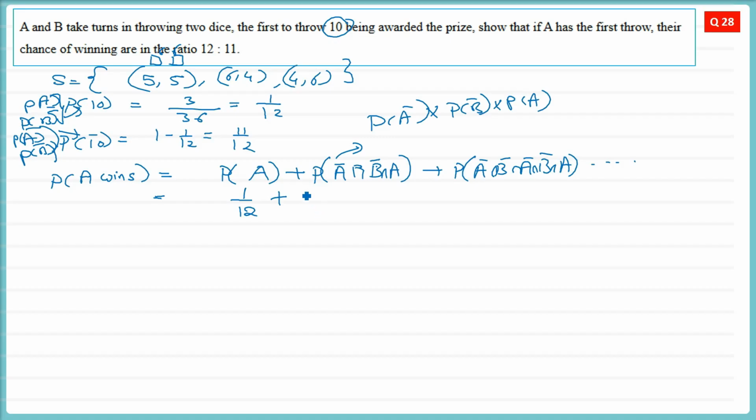So wherever you have a bar, write 11 by 12. Bar is 11 by 12. You get a P(A), just replace it by 1 by 12. Now this you can write, you can skip it, because we are already going to get a GP from two numbers or two terms.